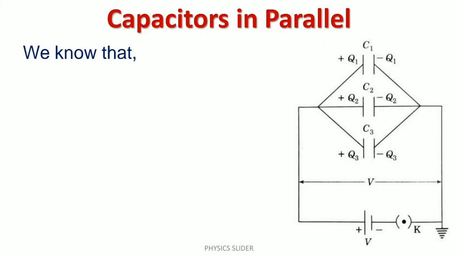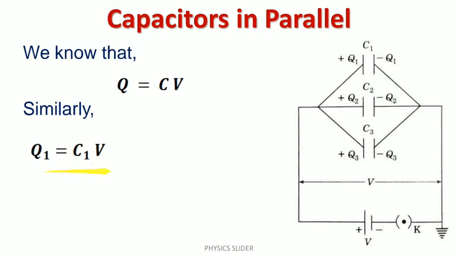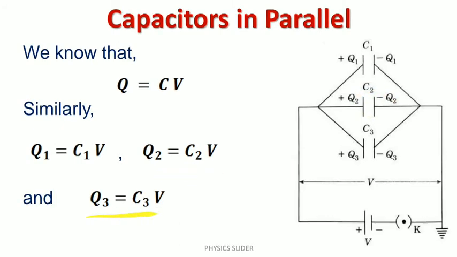Now moving ahead, we know that Q is equal to CV. According to the definition, Q is equal to CV. With the help of this, we can write similarly: Q1 is equal to C1V. Q1 is the charge for the capacitor of capacitance C1, and Q2 is equal to C2V. This is for the second capacitor. And for the third one, Q3 is equal to C3V.